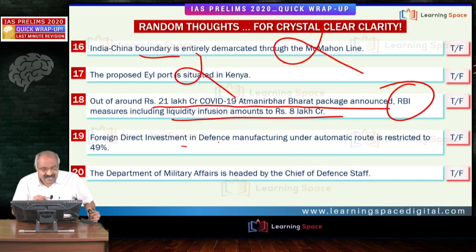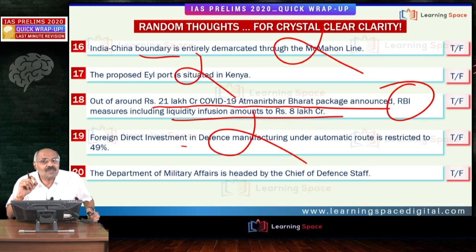Then, foreign direct investment in defense manufacturing. In fact, under the Atmanirbhar Bharat package, the government increased foreign direct investment in defense manufacturing to 74% under the automatic route. Of course, recently India imposed certain restrictions like security clearances. That is a different story. But this FDI in defense manufacturing is increased to 74%. Friends, the Chief of Defence Staff that is created, he is a 4-star officer.